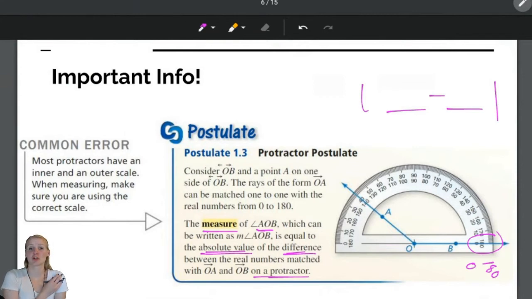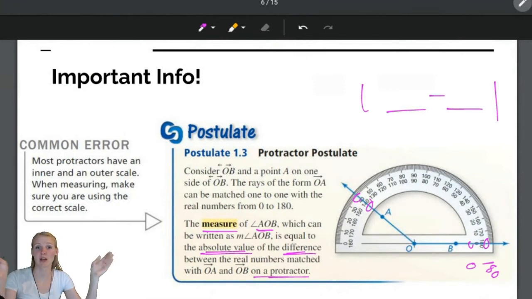Which of those numbers do you want to use? It doesn't matter. See how there are numbers on the top and the bottom? It does not matter if you use the numbers on the top or the bottom, as long as you are consistent. Don't pick the top number over here and the bottom number over here. You're going to get the wrong answer. If you're doing top, stay on the top. If you're doing the bottom, stay on the bottom. Okay. So 0 or 180.